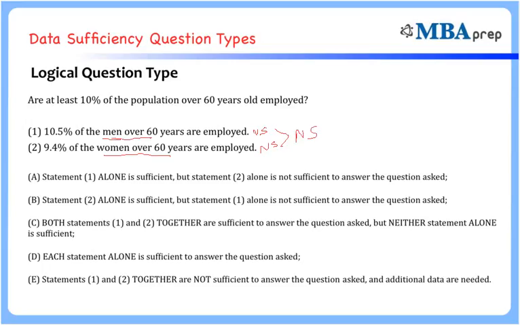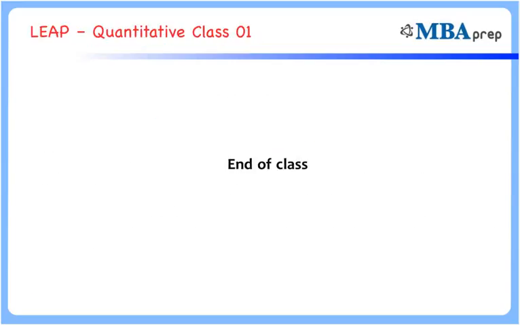Statements 1 and 2 together are not sufficient to answer the question asked, and additional data are needed. What's additional data in this case? To know the proportion of men over 60 to women over 60. So, letter E. Wow. I really hope this first class has elucidated for you how the GMAT test is, what the quantitative section is, what problems you should expect, and then we'll see the next class, number properties.